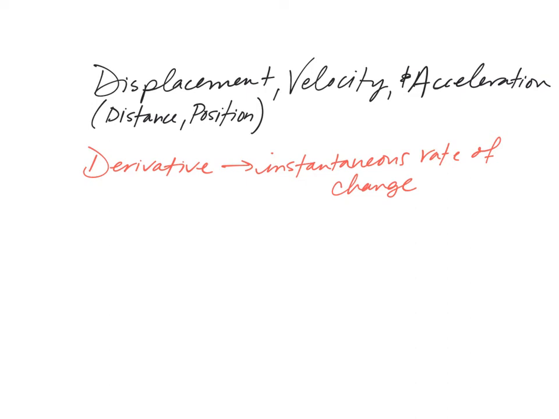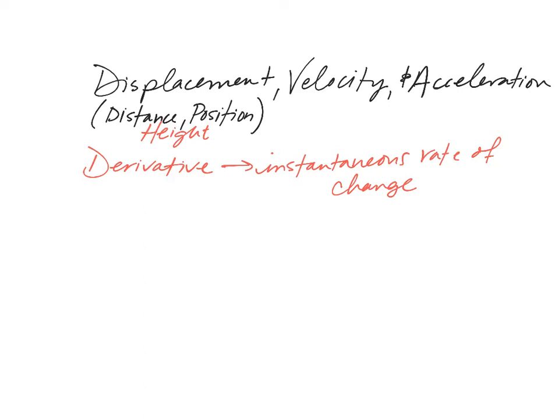I'd like to introduce to you the connection between displacement, velocity, and acceleration. So first of all, I want to point out that displacement has a lot of synonyms that can be used interchangeably in different situations. Sometimes people will say displacement, sometimes people might say distance, they might say position, they could even say height. Basically, it's talking about where something is in space at any particular time.